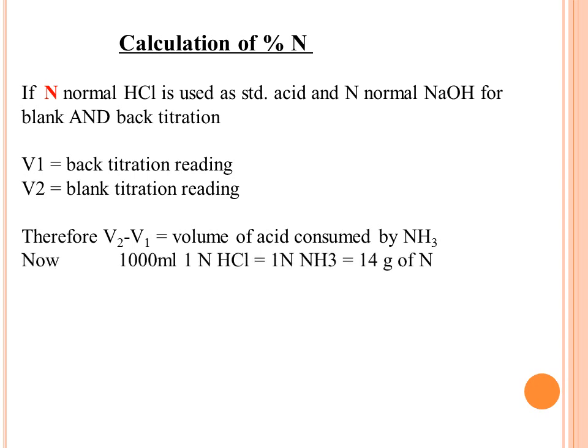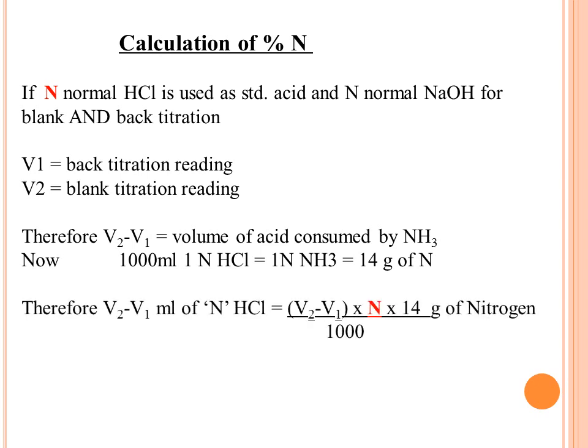Here 1000 ml of 1 normal HCl corresponds to 1 normal NH3, which in turn corresponds to 14 gram of nitrogen. So directly we can write that 1000 ml of 1 normal HCl corresponds to 14 gram of nitrogen. Now we have not used 1000 ml of 1 normal HCl, but V2 minus V1. So the formula will be V2 minus V1 into N, the normality of HCl, into 14 gram of nitrogen divided by 1000.